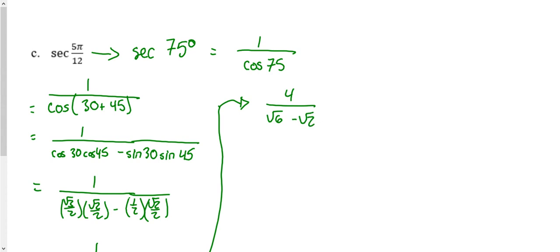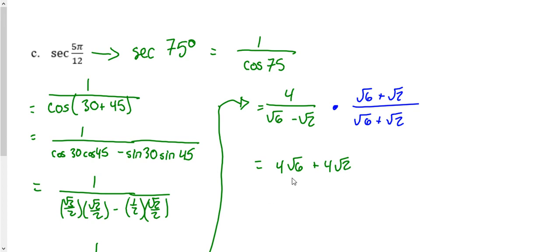And of course, we can't ever have a radical in our denominator, so I'm going to use a conjugate. So I multiply top and bottom by root 6 plus root 2. There we go. So then we end up with 4 root 6 plus 4 root 2, and all that's going to be divided by 6 minus 2.